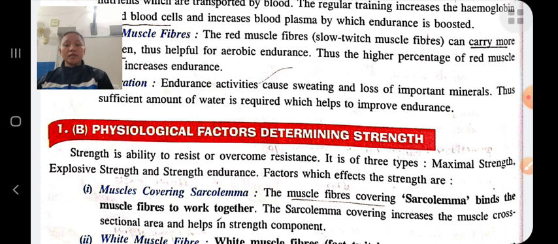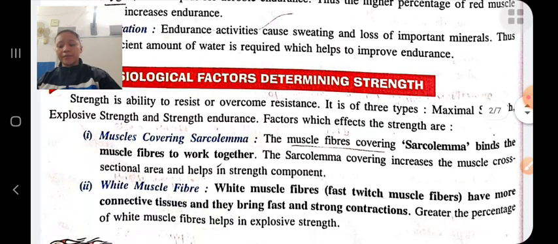And what are the factors that determine strength? The first is muscle fiber covering, the sarcolemma. The sarcolemma binds the muscle fibers to work together. If the sarcolemma covering increases the cross bridge sectional area, it helps in the strength of the muscle. If our sarcolemma binds muscle fibers to work together, our strength, our power will be improved.